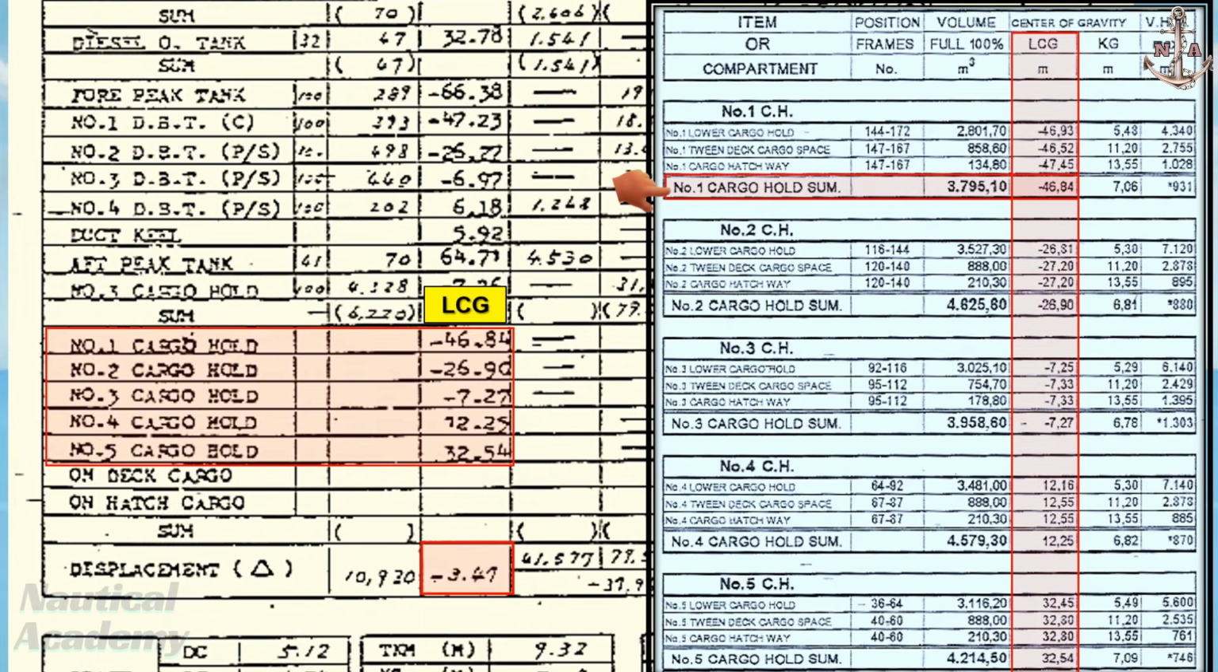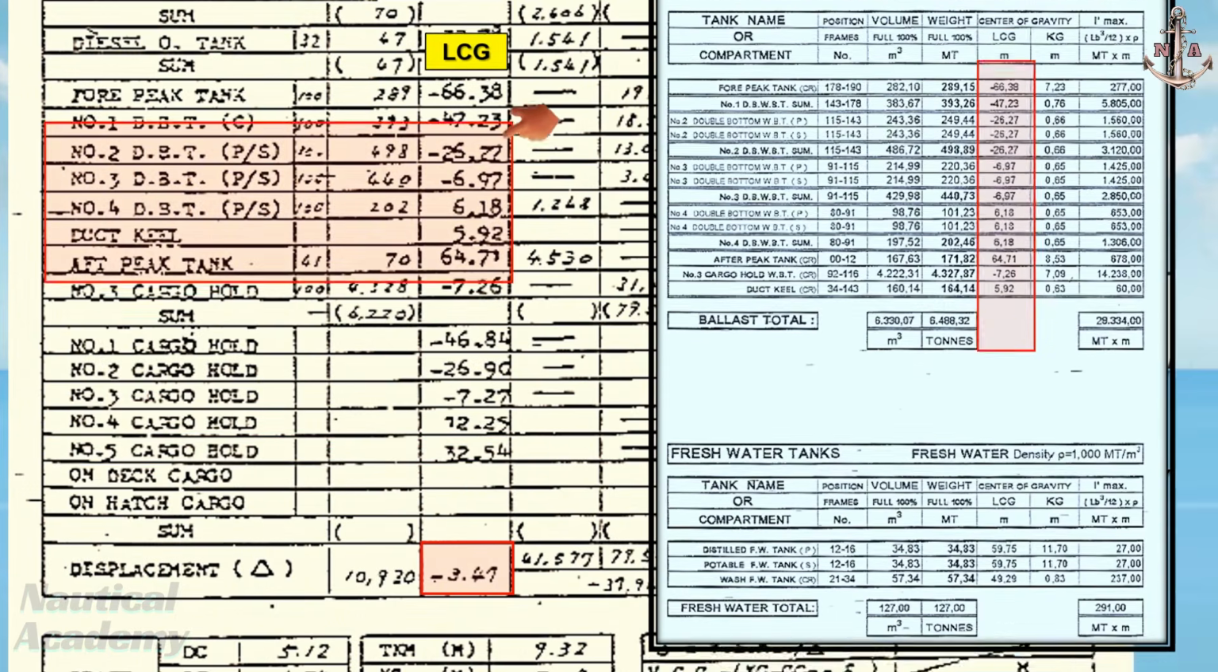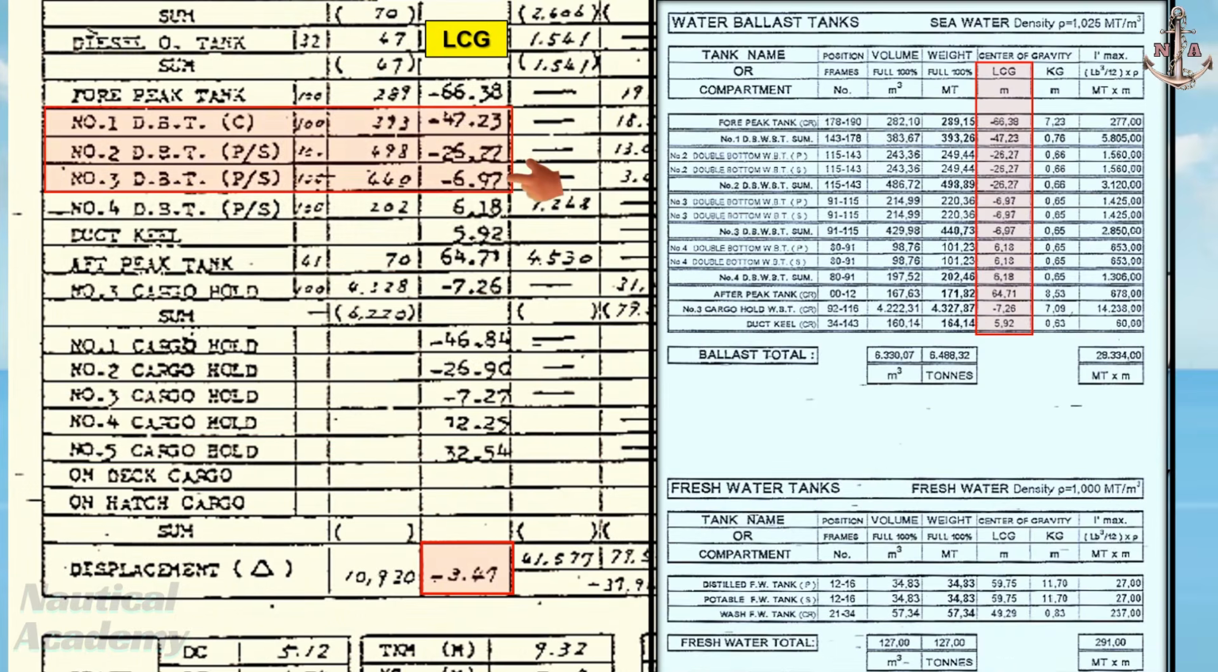For cargo hold number 1, the LCG is negative 46.84 meters. Cargo hold number 2, negative 26.90 meters. Cargo hold number 3, negative 7.27 meters. Cargo hold number 4, positive 12.25 meters. And cargo hold number 5, positive 32.54 meters. For the ballast tanks, from number 1 to number 3, the LCG values are negative, while those for tank number 4, the duck keel, and the after peak tank are positive.